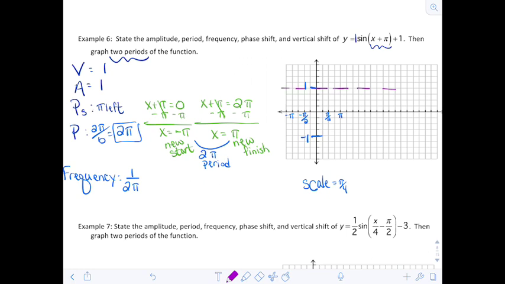So my old midline was at the x-axis, now it's moved up 1. My amplitude is 1, so I'm going to go up to 1 and draw an imaginary line for the top of my box, and down 1, and that would be the bottom of my imaginary box. Okay, so keep in mind, these dotted lines are not part of the graph. They're simply guidelines to help us draw the sine and cosine curves.